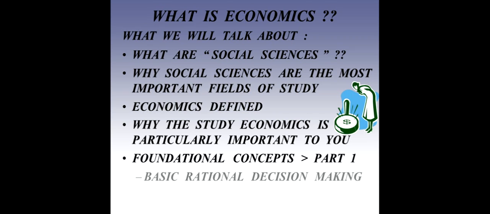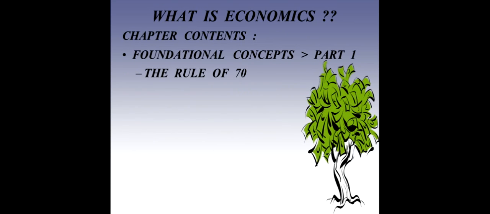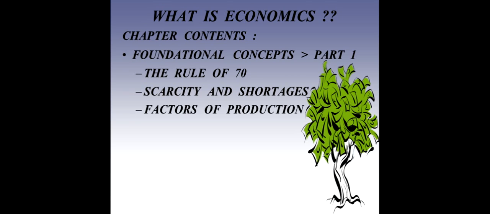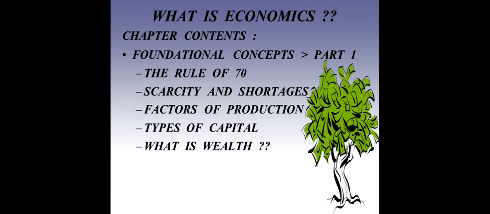of the first four. Specifically, we're going to be looking at the concepts surrounding basic rational decision making, the difference between needs. We will be introducing students to the concept of the rule of 70, the difference between scarcity and shortages, the factors of production, the types of capital that there are. We'll give the students a working definition of wealth and how that is determined.